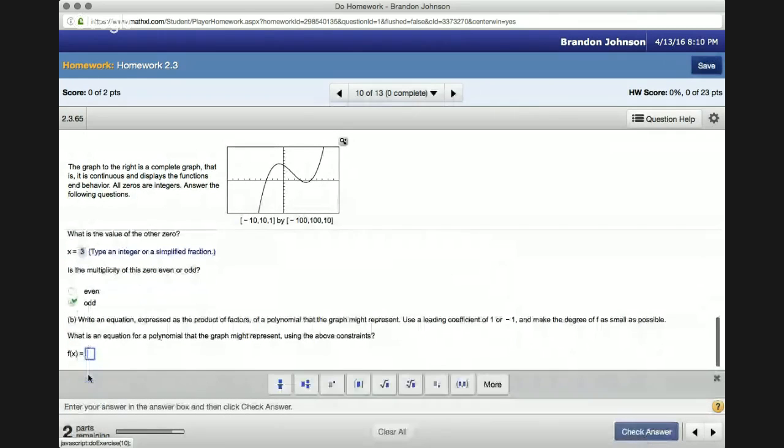Write an equation expressed as the product of factors of a polynomial that the graph might represent. Use a lead coefficient of 1 or -1 to make the degree of f as small as possible. Yeah, this one's a little bit tougher, isn't it? And I can actually do this one for you since you're on here, and we could do that together.